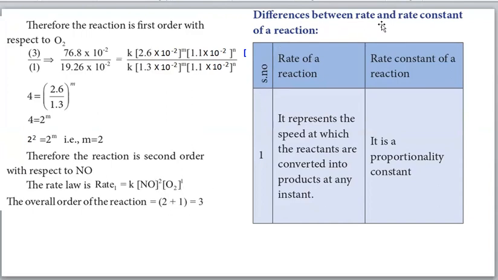Then what are the differences between rate and rate constant of a reaction? First, rate of a reaction, then rate constant of a reaction. See, rate represents the speed at which the reactants are converted into products at any instant. Okay, rate constant is a proportionality constant.